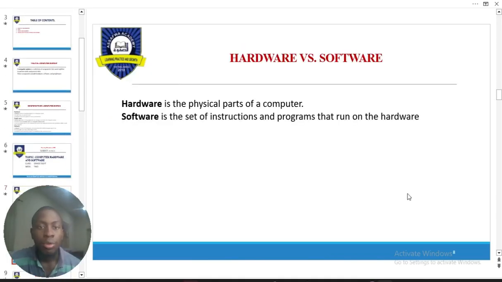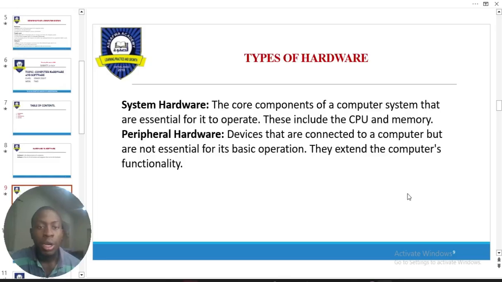We say we have two types of hardware, right? We have system hardware and peripheral hardware. System hardware are all those components that can be found within your computer system, while peripheral hardware are those components that have to be plugged into your computer system. For example, your mouse, external keyboard, your printer, your scanners, and the rest of it. They have to be plugged into your computer system with the help of a cable, right? It can be a USB cable, an HDMI cable, a VGA cable, any kind of cable, as long as it helps you to connect an external device to your computer system.